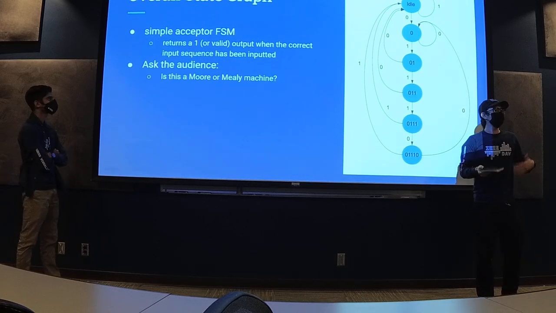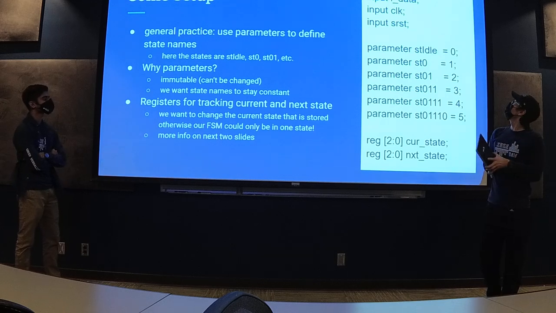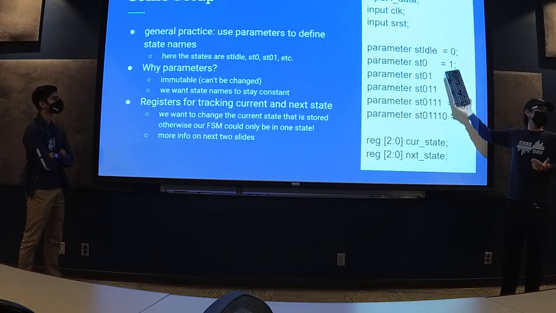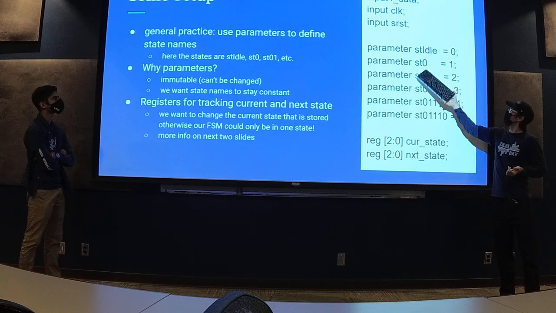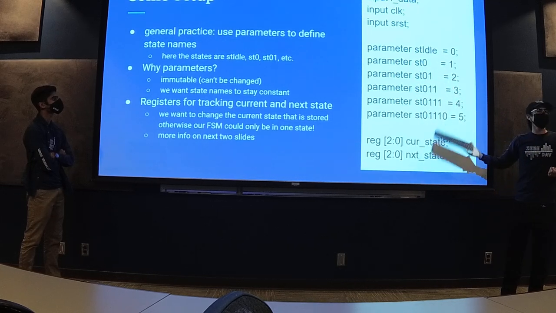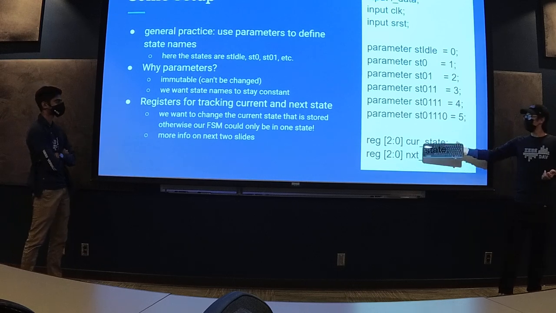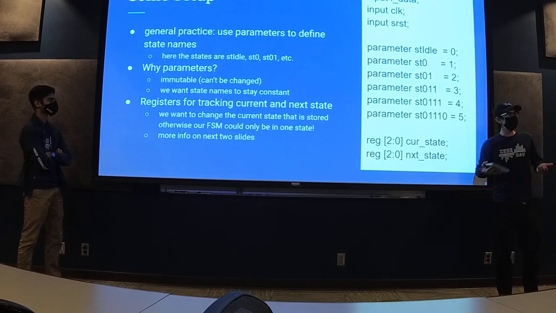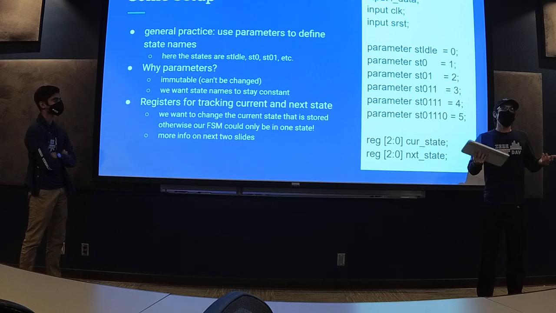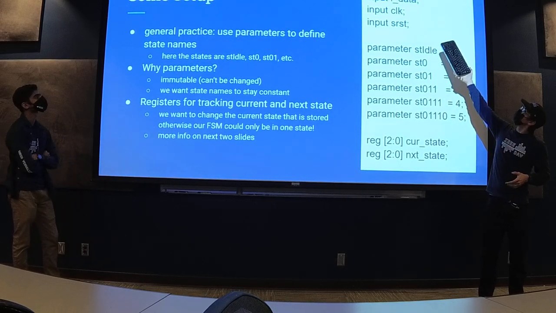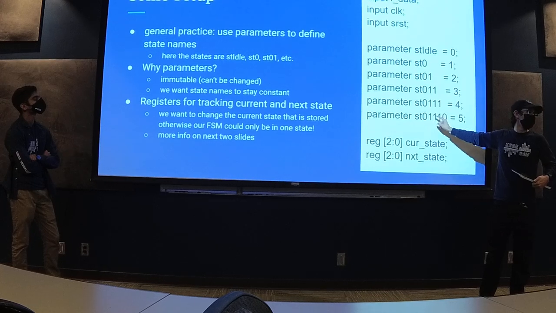All right, so now we're gonna implement this in Verilog. First, we gotta do a bit of setup. So this right here is just our setup code, where we have our parameters, which are gonna be defining what our state names are. So here we have state idle, state 0, state 01, state 011, etc. And once you get to this, that would be your final state. Then we also have these two registers that notate current state and next state. That's going to be useful to store which state we are on and which state we're going to be going to on our next clock cycle. Then this all up here is just our clock, our reset, our input, and then our output, which we're going to set to 1 at this state.